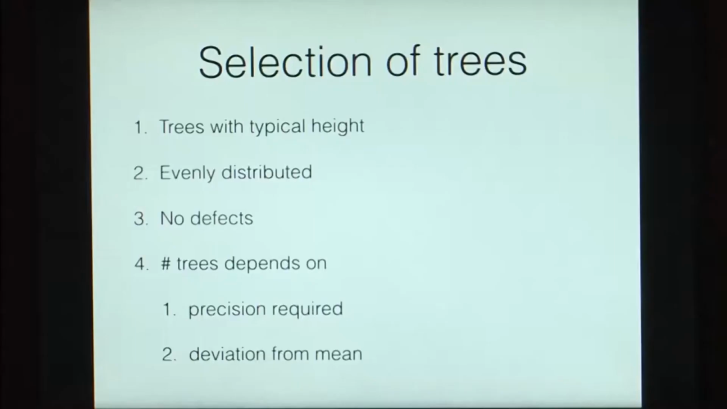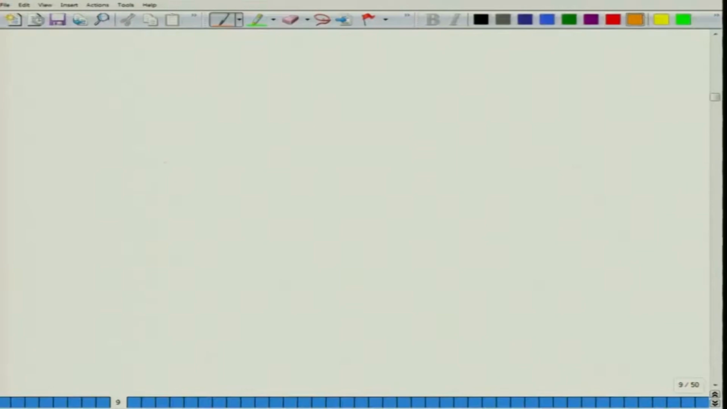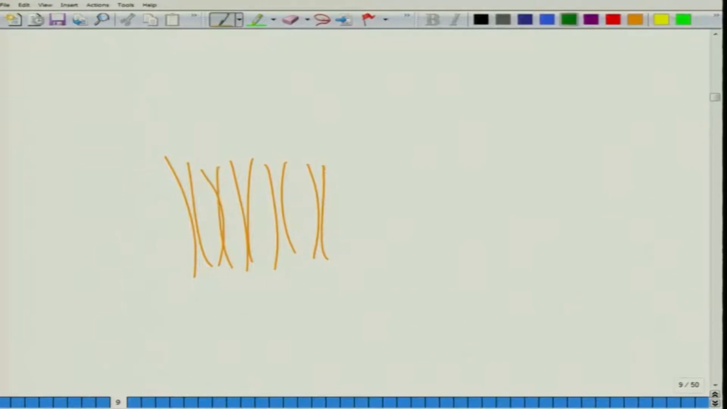So, coming back to the slides, trees with typical height need to be evenly distributed. Why evenly distributed? Because suppose your trees were very close together, they would be forming one canopy. If we measure these trees, they will not be able to give us the values that we find in a typical forest. So, consider a forest in which you have mixed species.